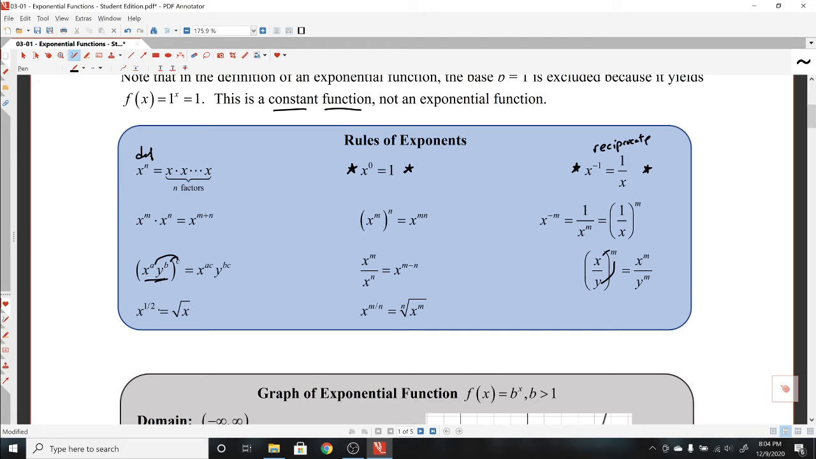Another one, fractional exponents. x to the 1/2 power is the square root of x. And x to the m over n power, the n here tells you what root you're taking, and the m is what the normal power is, the exponent. So if I said x to the 7/3, this would be the cube root of x to the 7th power.